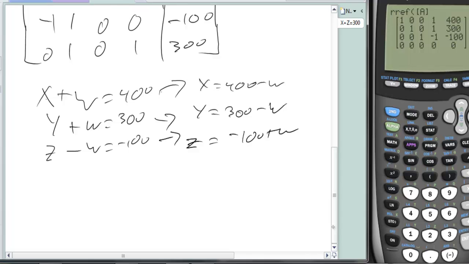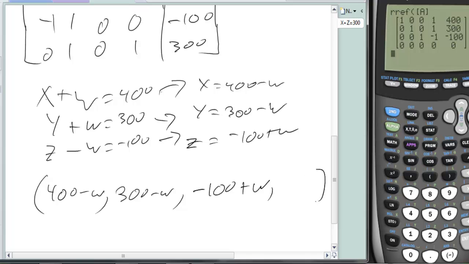So how I'm going to write this now in my answer, in my ordered quadruplet, since I have 4 different variables. Instead of writing x, I'm going to write 400 minus w. Instead of writing y, I'll write 300 minus w. And so on and so forth. Whoops, my pen just went a little crazy there. What happened? Let's try again. Negative 100 plus w. So this is my x, y, z.